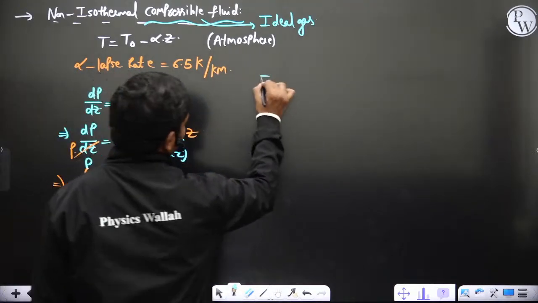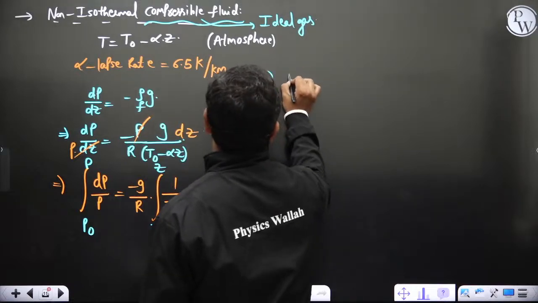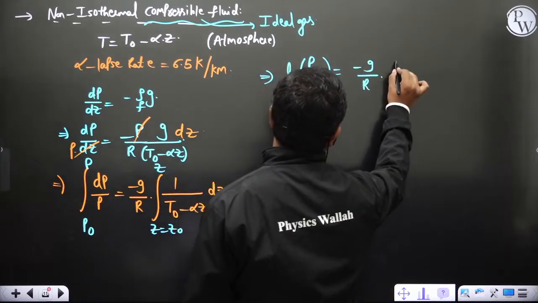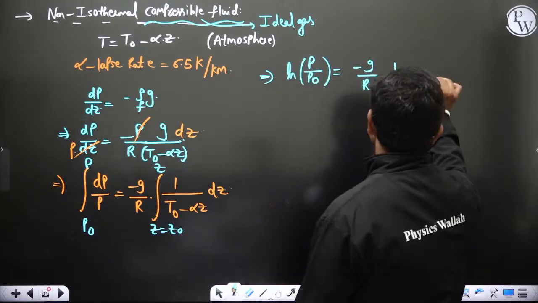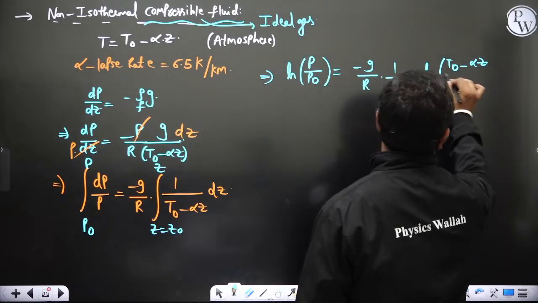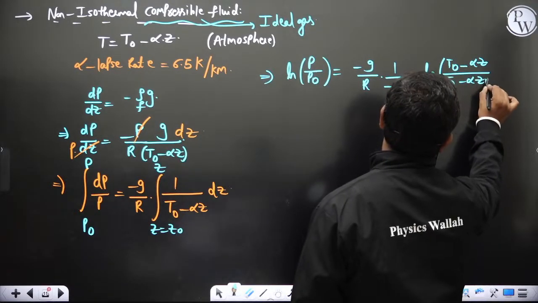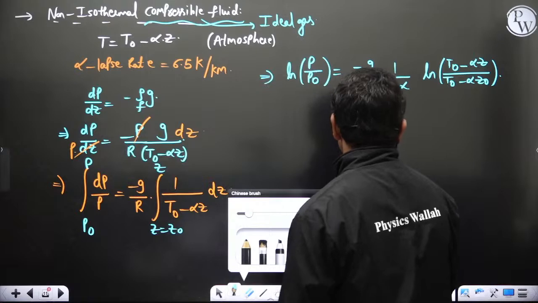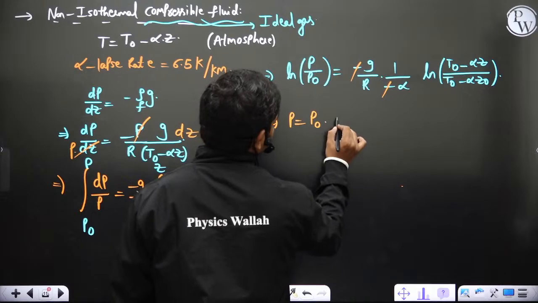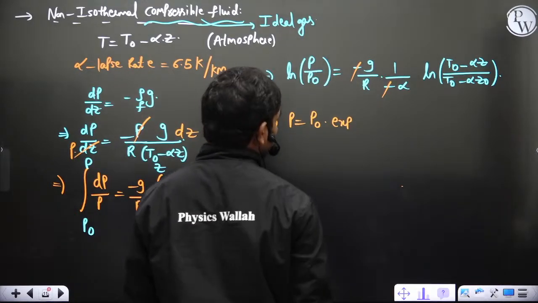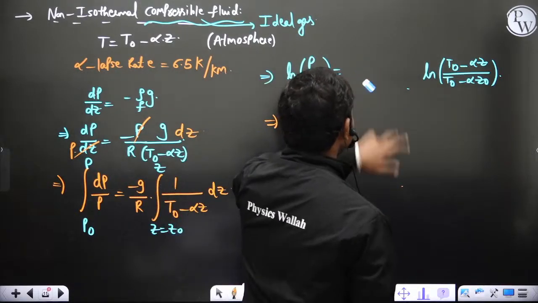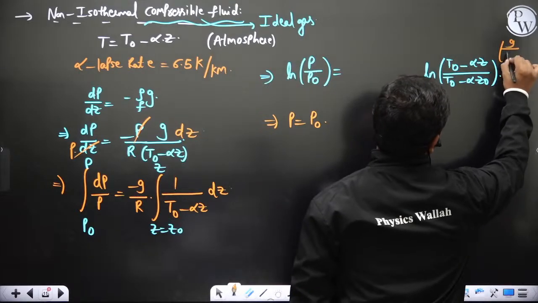So if you simplify, we get ln p by p0 is equal to minus g by R into 1 by minus alpha, obviously the inner derivative, ln of T0 minus alpha z by T0 minus alpha z naught. This is anyhow constant, so this minus and this minus get cancelled. So basically, this total quantity g by R alpha you can bring onto the top of the logarithm.